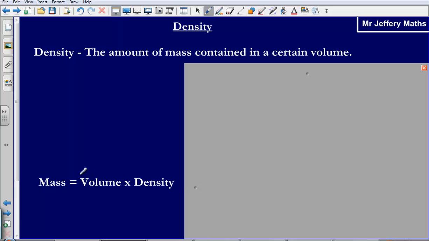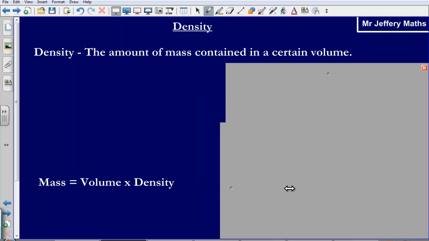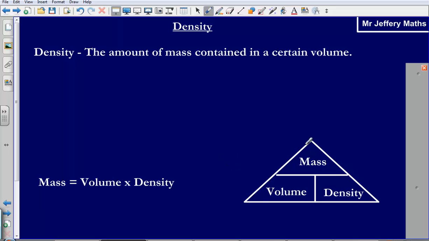Now, we can write up this relationship in a handy little formula triangle like what I've drawn here, and what we can say is that the volume multiplied by the density will give us the mass. Then what we can say is that the mass divided by the volume gives us the density, and the mass divided by the density will give us the volume.